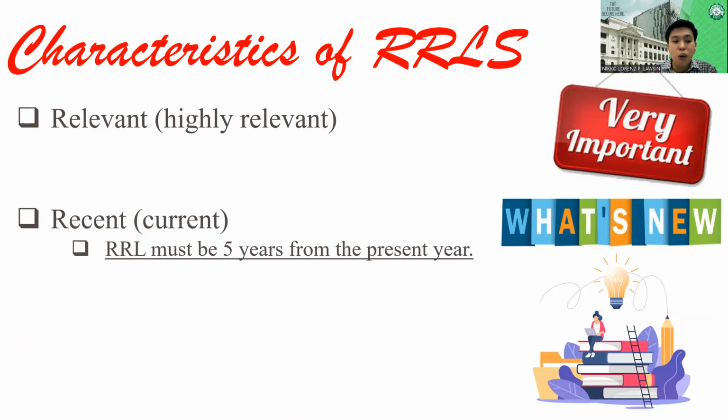Second one, recent or current. So RRL must be within 5 years from the present year. Why 5 years? Because number one, there are problems that have been solved already. Maybe the issues that we were solving 5 years ago were already solved in this generation. Second one, we are after the novelty of the topic that we would like to explore, or novelty of the technology that we would like to contribute.